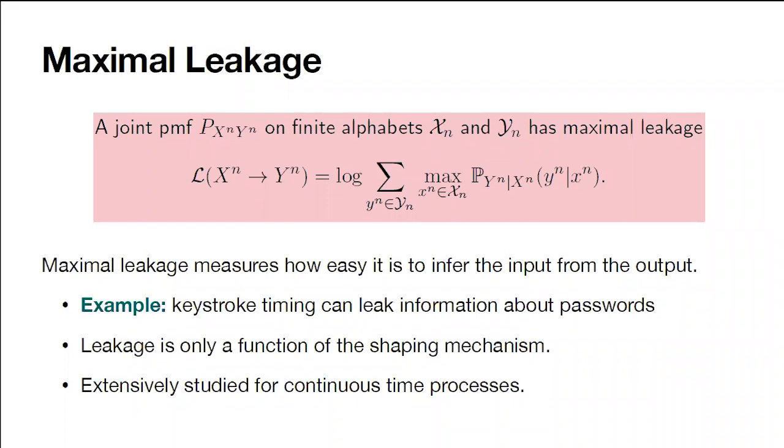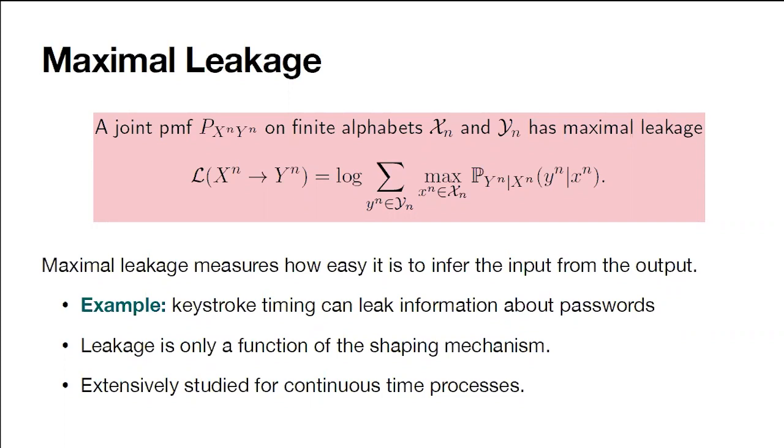So what is it measuring? It's saying basically for every output, it's trying to find the most likely input, and then measure how much information the most likely input is revealing about the output. One thing to note about this definition, much like differential privacy, is that it's only a function of the shaping mechanism. It is agnostic to the distribution of X, so there are no assumptions about the distribution of the input traffic. This is both good and bad. It's good because you get strong privacy guarantees, but it's bad because you can't then optimize over what your input traffic is going to look like.